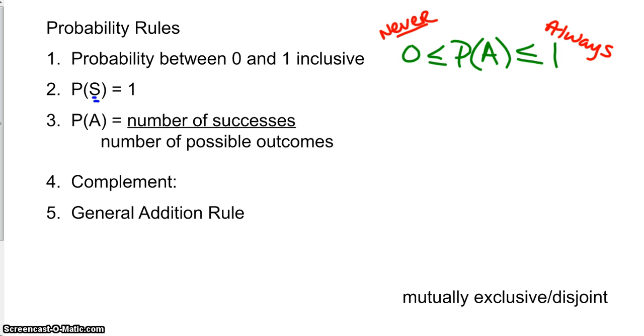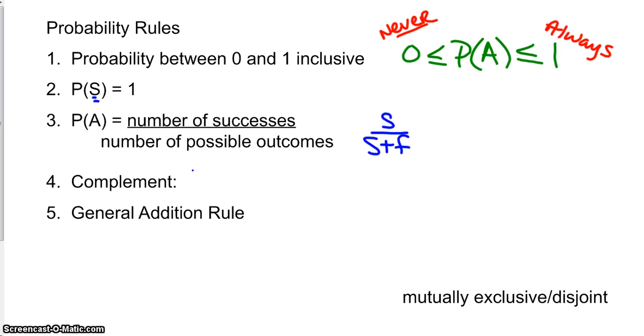3 is just kind of your definition of probability. Probability that event A happens is the number of successes to the number of possible outcomes. Sometimes you'll see it written as success to success plus failures. Do not mix this up with odds. We do not deal with odds in statistics very often. Odds are success to failure. We deal with probabilities.